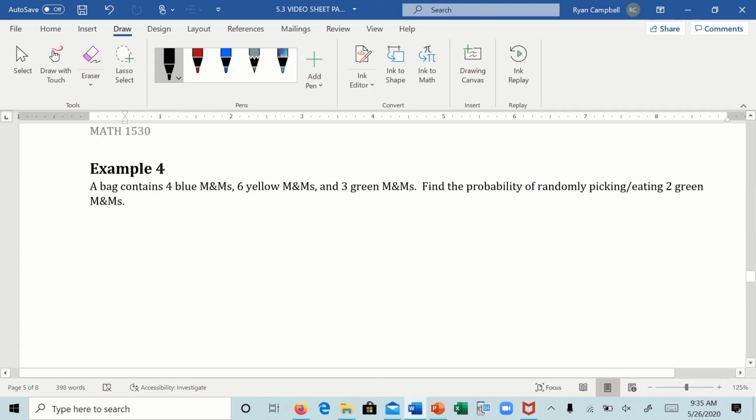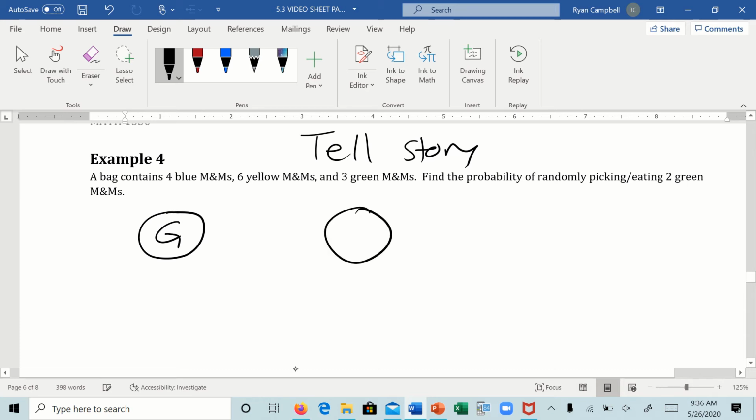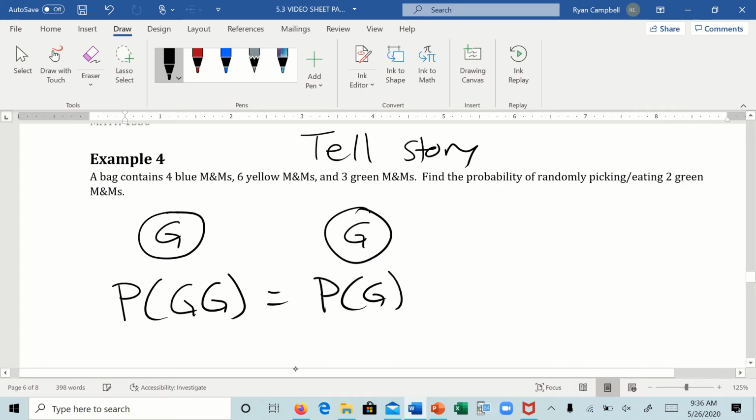Let's do example 4. A bag contains 4 blue M&Ms, 6 yellow M&Ms, and 3 green M&Ms. Find the probability of randomly picking and eating 2 green M&Ms. So again, tell yourself a story. Where's the and? I picked out from a bag of M&Ms one M&M, and it was green. And then I picked out another one, and it was also green. So, probability of 2 greens: we have the probability that the first one is green, times the probability the second one's green.